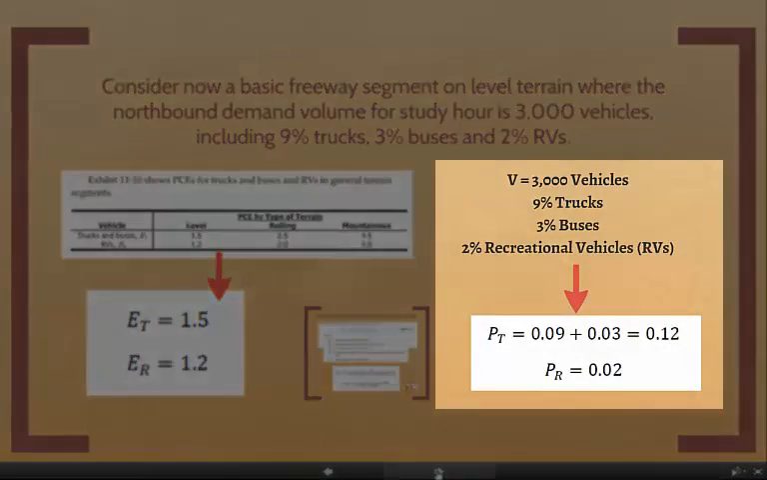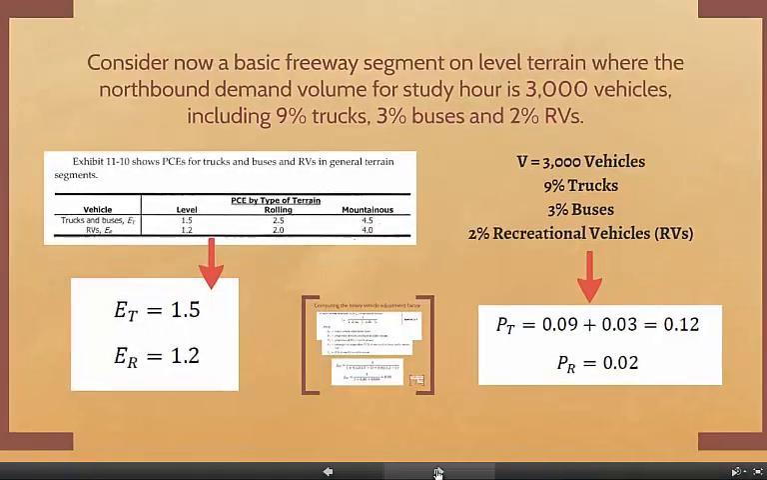We also find that the HCM defines the parameter P sub t as the proportion of trucks and buses in the traffic stream. If there are 9% trucks and 3% buses, we would say P sub t equal to 0.09 plus 0.03 equal to 0.12, or 12%. The HCM defines the parameter P sub r as the proportion of RVs in the traffic stream, and if there are 2% RVs, we would say P sub r equal to 0.02.